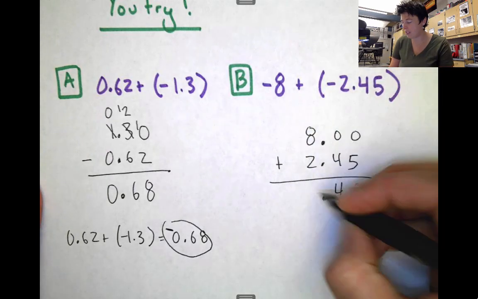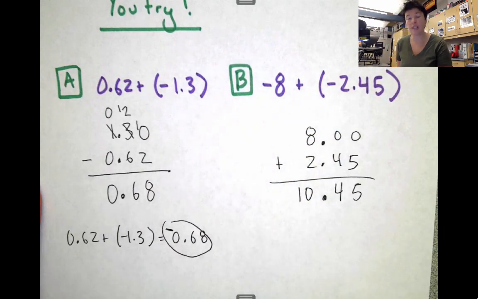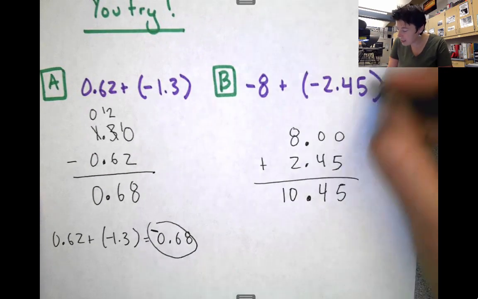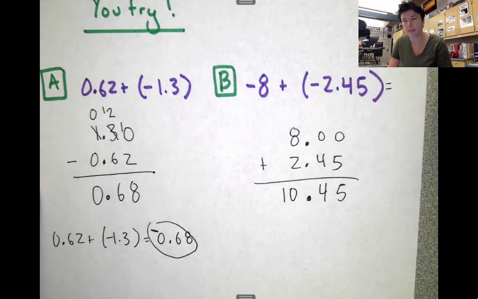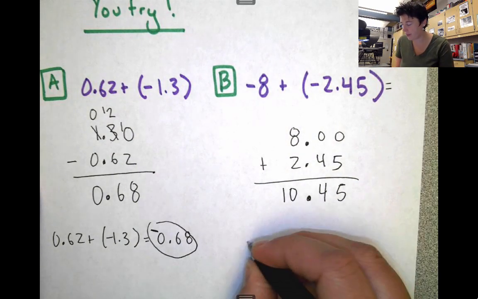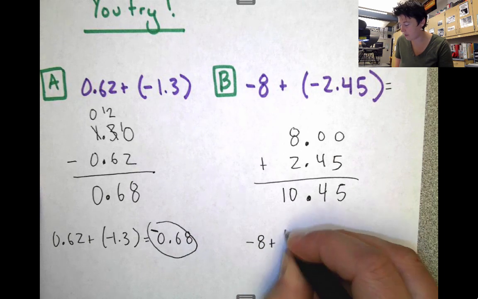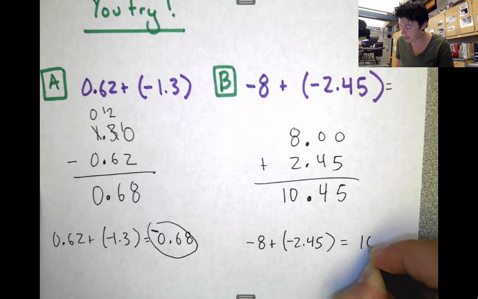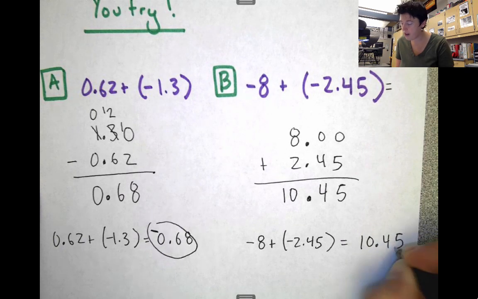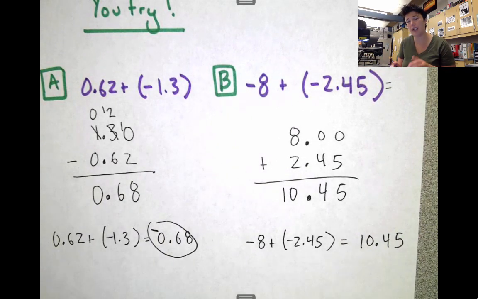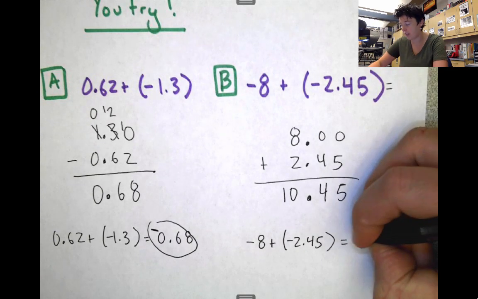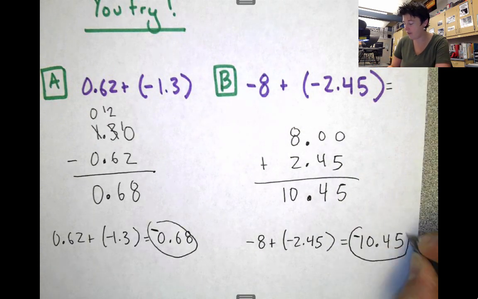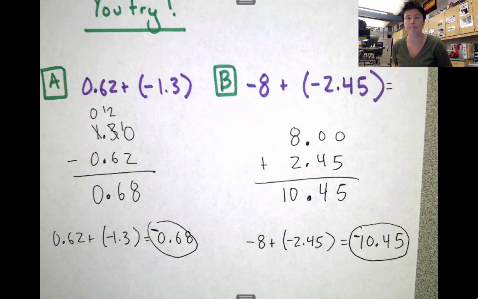8 plus 2 is 10, so I get a value of 10.45, meaning this equals 10.45, so I'm going to write it down here. Negative 8 plus negative 2.45 equals 10.45. And because we were adding two negative numbers, we kept adding it together, and we keep the sign. Negative 10.45 is my final answer. And I'm done. I hope you got them both right.